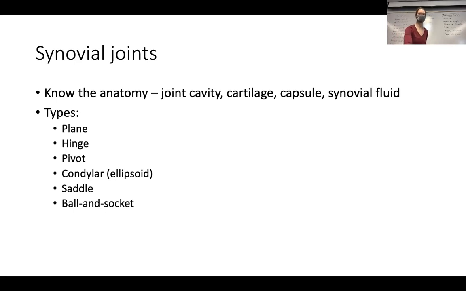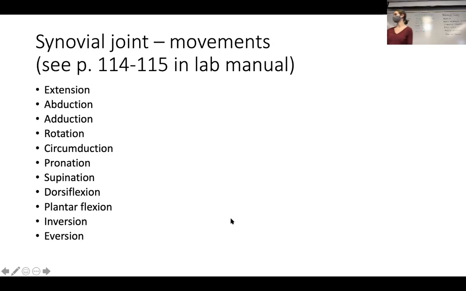And then finally, I know I'm flying through this, so tell me if you want me to slow down, but it looks like everyone's already working on the worksheet. The last part of this lab you want to know are the movements. The definitions are on page 113. And then there are some really helpful pictures of a lady doing these movements on the next couple of pages, 114 and 115 in your lab manual. You want to be familiar with all of these terms.